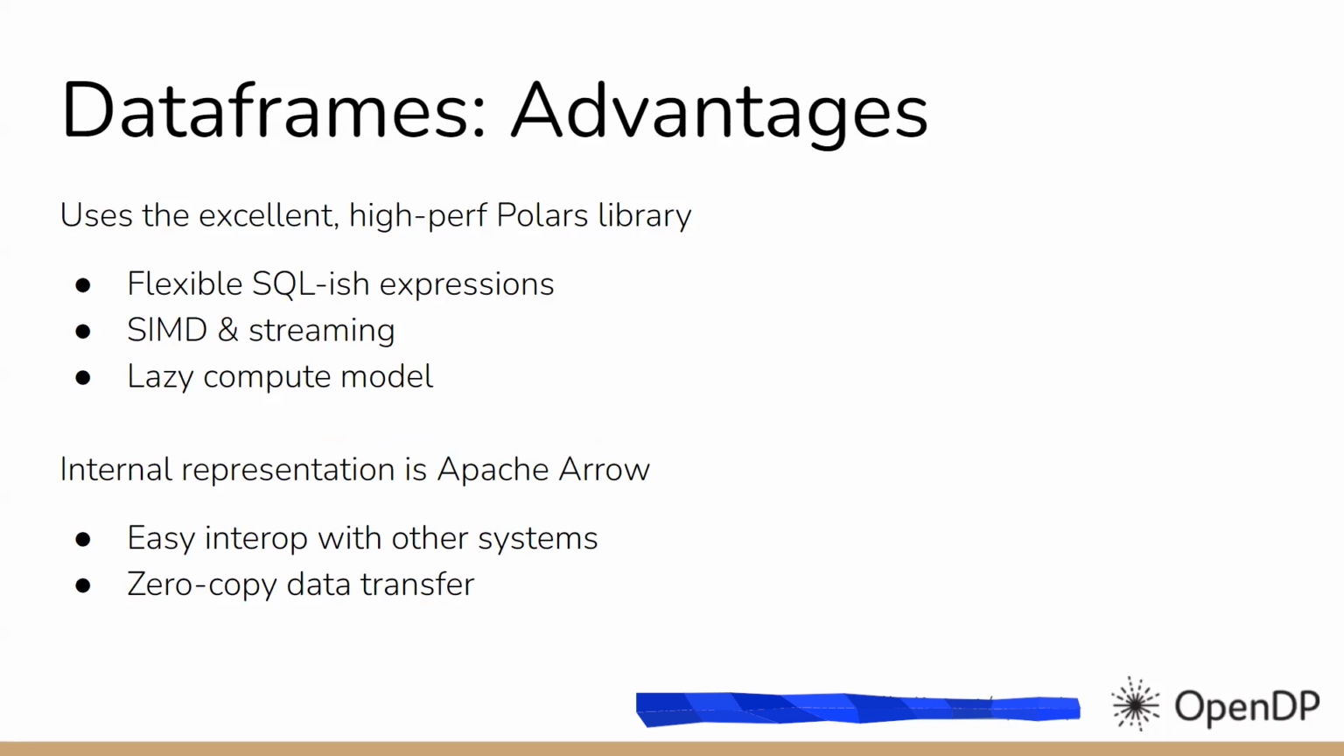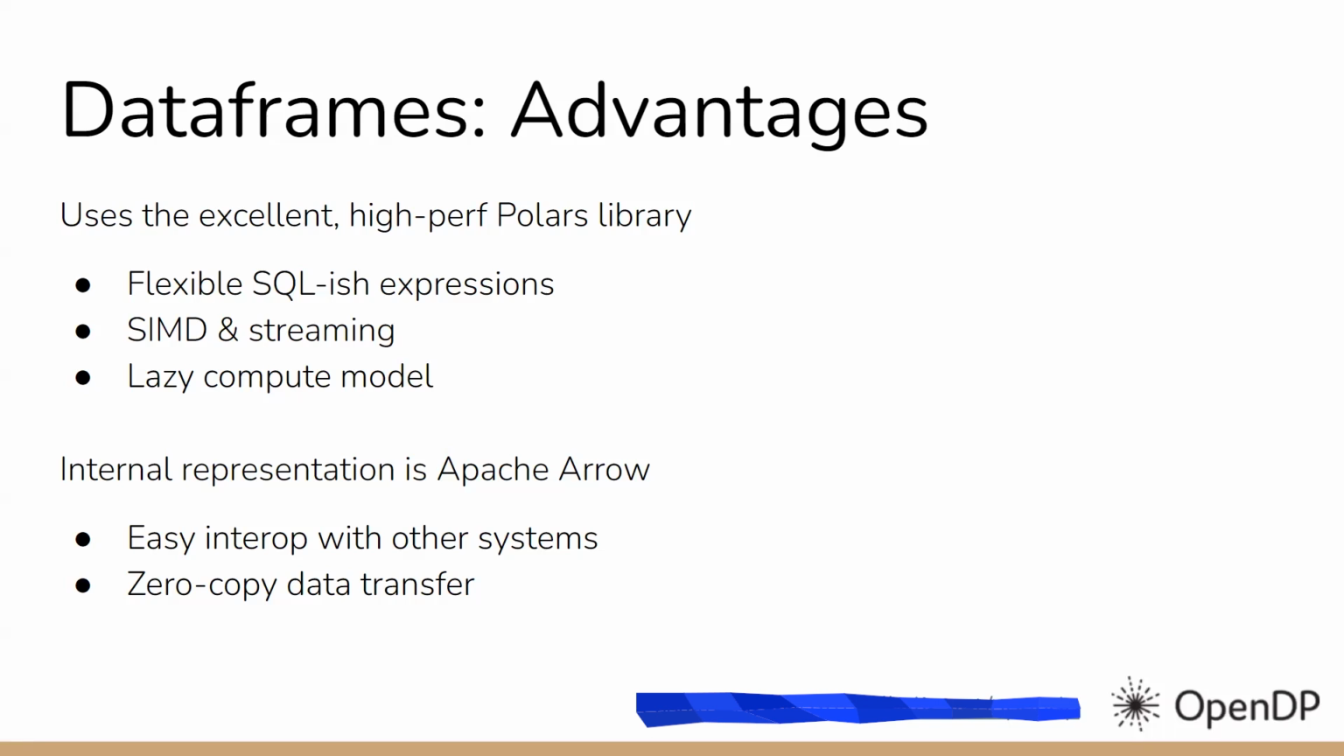All right, so why polars? It gets us out of the business of building our own compute engine, which is a nice start. The API gives us these flexible SQL-like expressions. The lazy compute model is a core value proposition for the polars library, but it also dovetails well with what we want in DP, in that we want statically analyzable compute plans that we can analyze and determine if they're satisfying privacy.